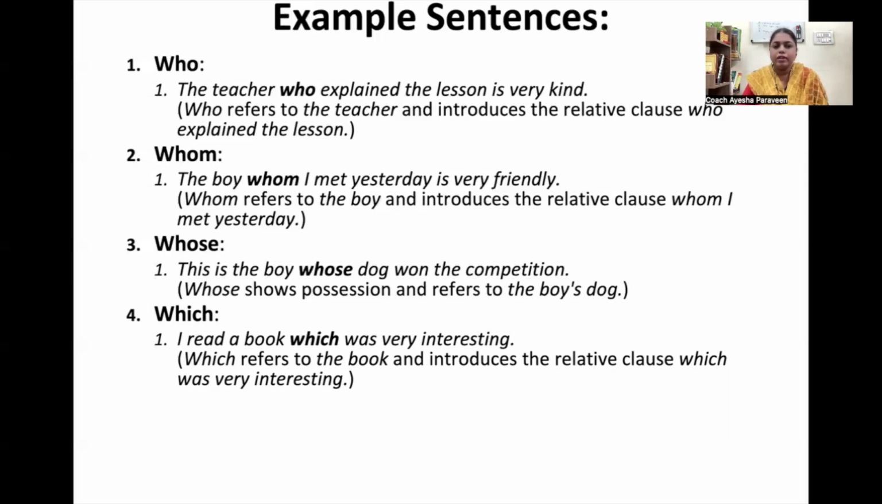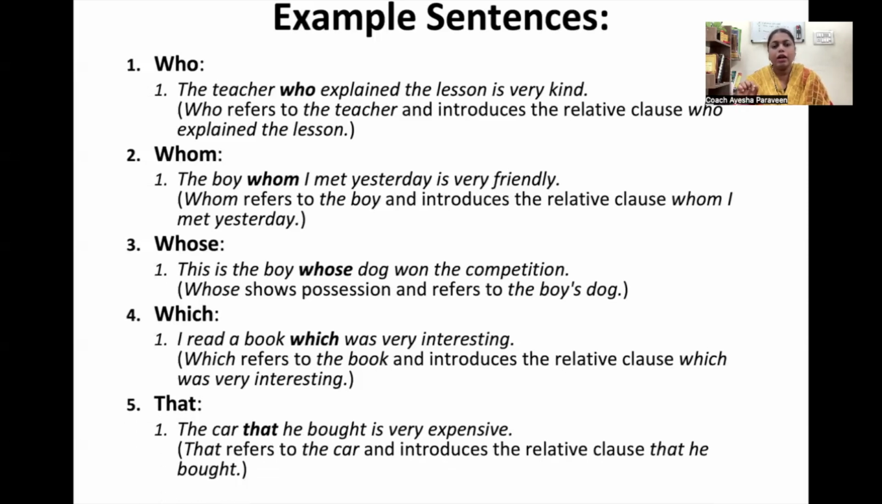So was very interesting. It is giving additional information about the noun or pronoun. I read a book which was very interesting, which refers to the book and introduces the relative clause which was very interesting.